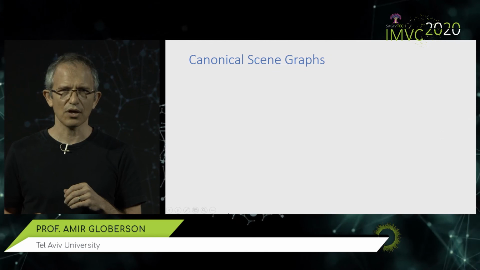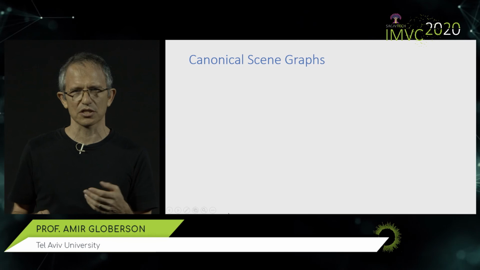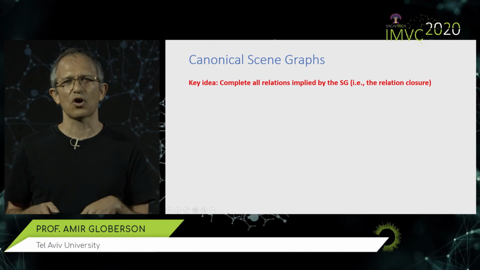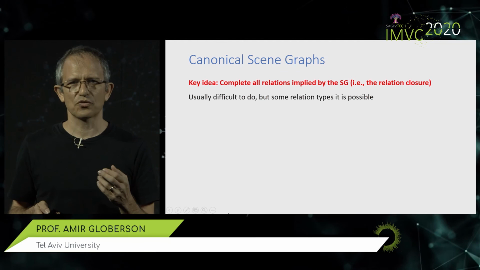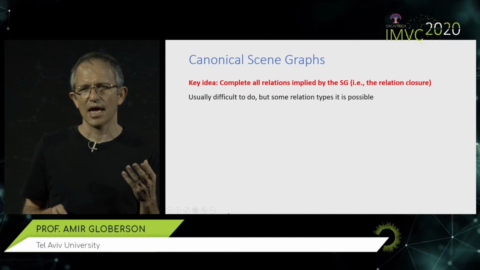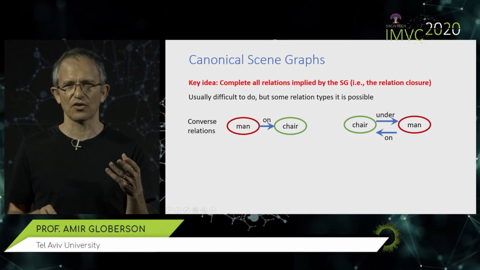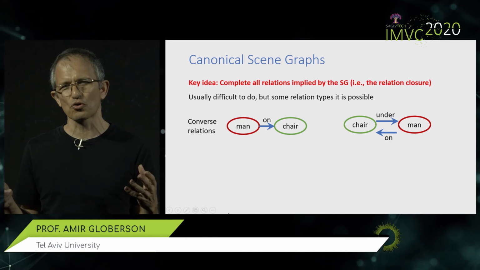Then the question is how to technically do that, and there were multiple challenges involved. The key thing is how do you choose this canonical form? A natural idea in this context is to choose the scene graph that contains all relations implied by this semantic situation. I should say generally this is a hard problem, and in some cases it can be done efficiently. For example, if you have a relation man on chair, and we know that under is the converse relation of on, then this would be the completion of all things true in this semantic equivalence class.